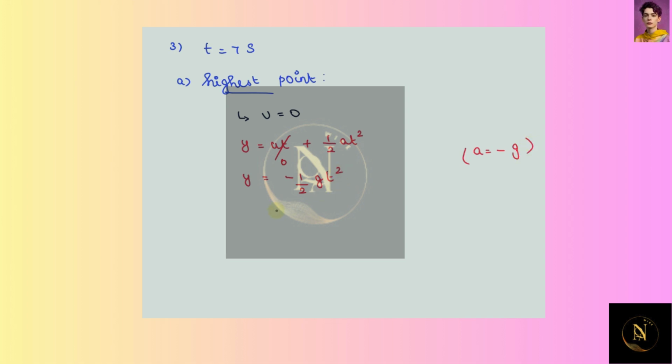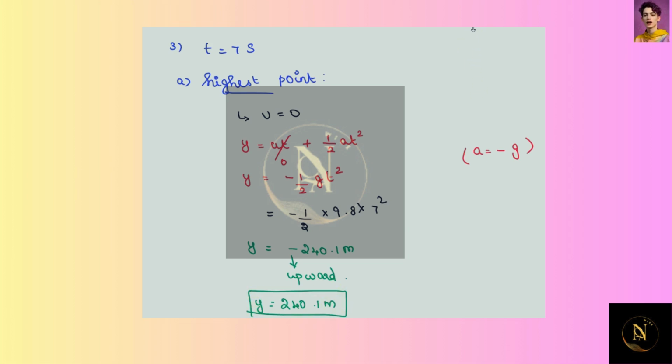Now plugging in the values, we get half into 9.8 into here t is 7, so 7 squared, and if we calculate, the highest point is minus 240.1 meter. Here the negative sign indicates that it is moving upwards, that is against the force of gravity, and we can take only the magnitude, which is 240.1 meters.